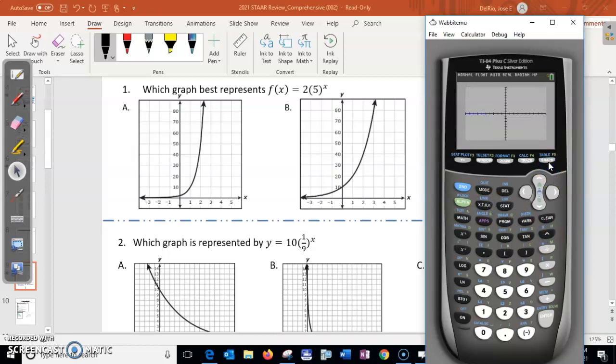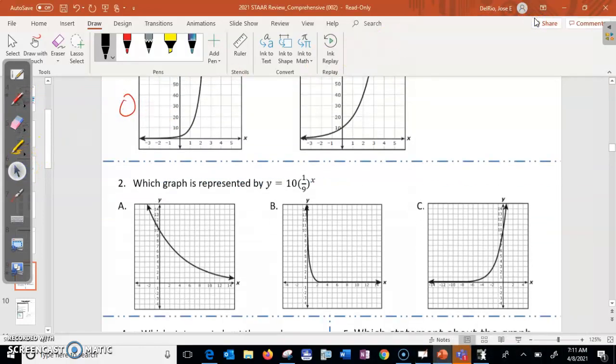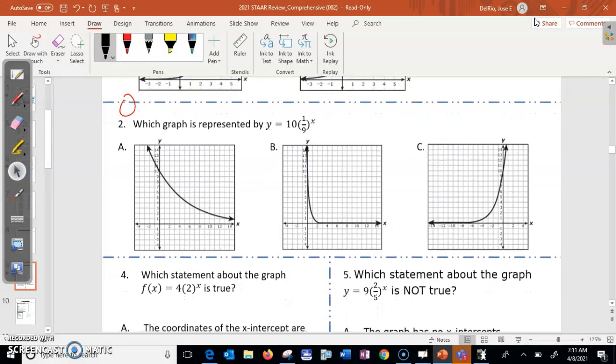Now the only thing I will tell you guys, look at the scaling. They're going by tens, they're going by tens. And if you notice, your y-intercept should be at 2. So if you notice, this one is at 10. This one looks like it's at 2. The answer is 8. All right. If you look at number 2, same thing. Just graph it and compare.